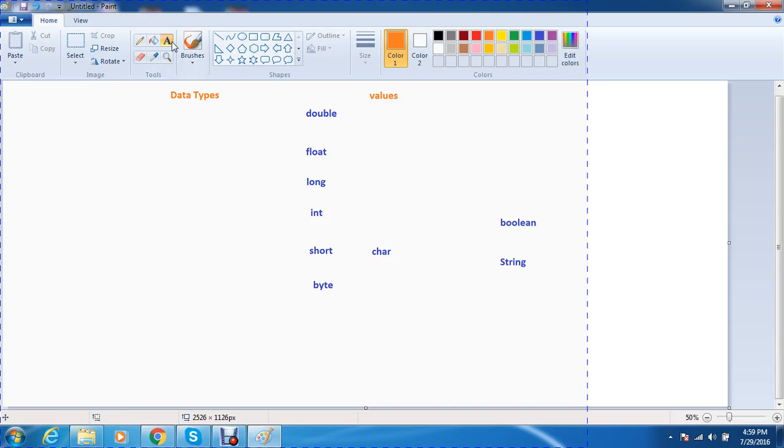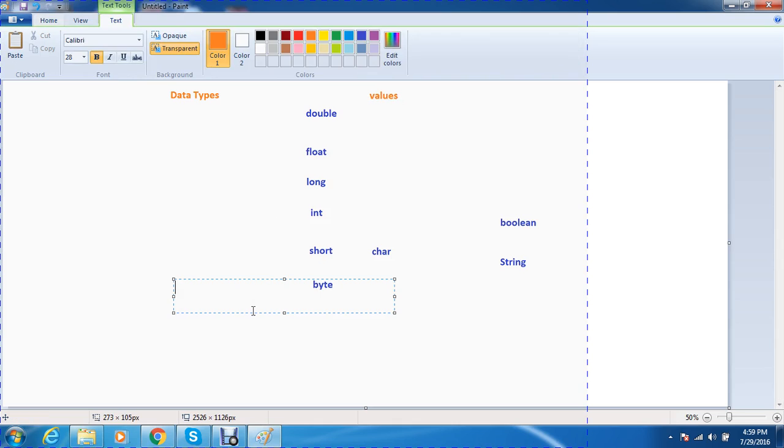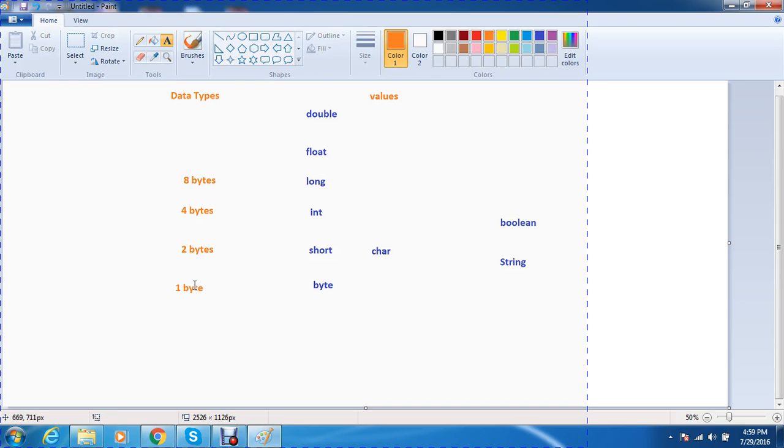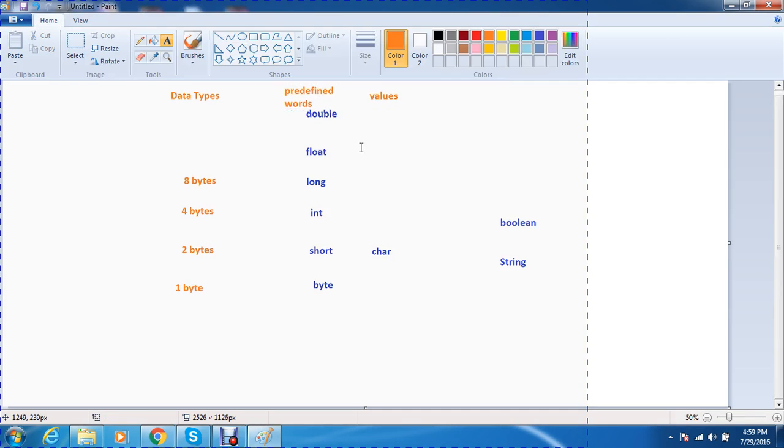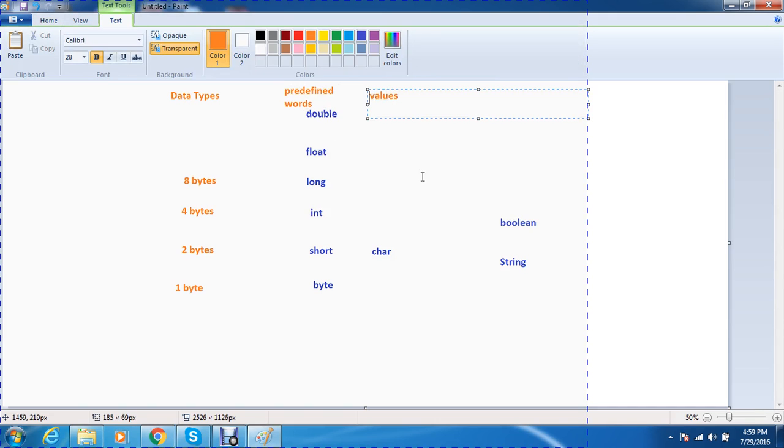So now observe here. How much space does the byte data type get? 1 byte from the memory. How much will short get? 2 bytes from the memory. How much will int get? 4 bytes from the memory. How much will long get? 8 bytes. These are predefined words, strictly. Predefined words act as data types as well as predefined data type values.